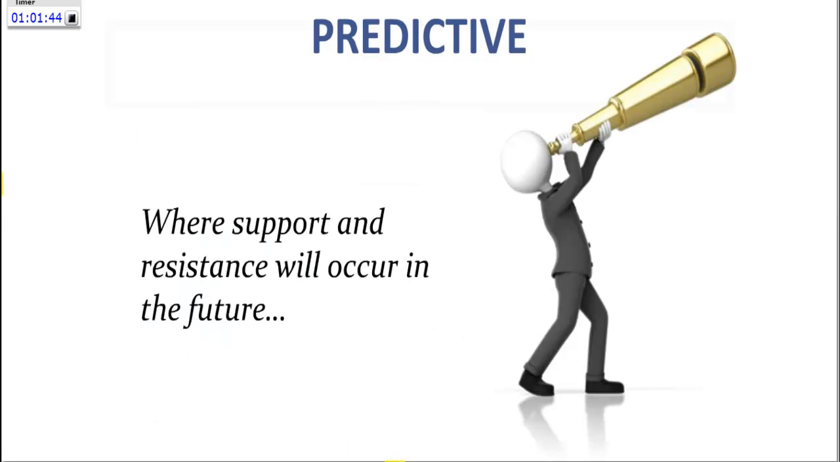The other type of support and resistance is the predictive support and resistance. This is where we actually try to forecast where support and resistance will occur in the future.